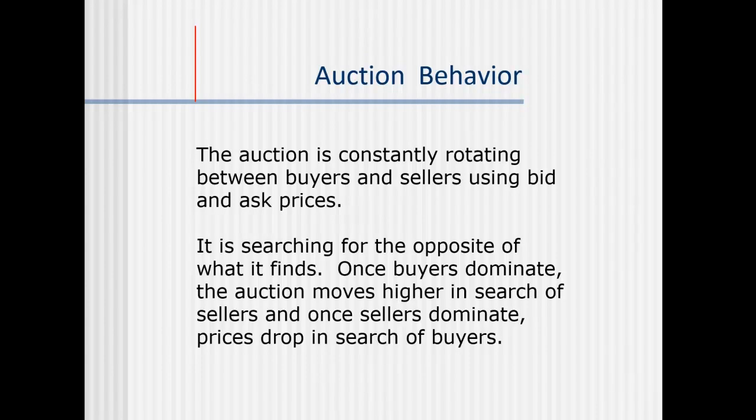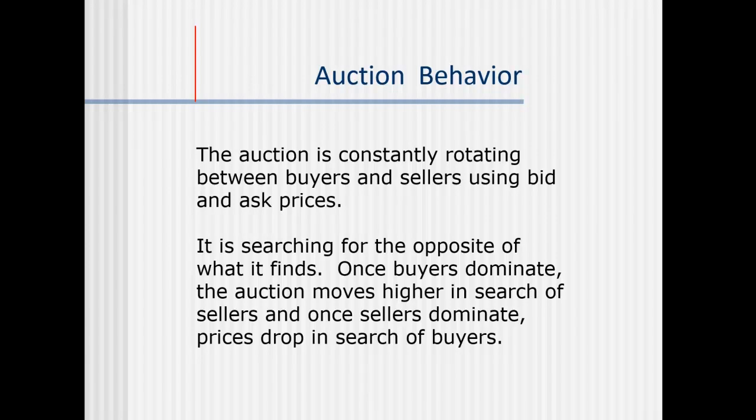Well, as the market pursues this search, what happens when it finds what it's looking for? If the market is searching for buyers, in its search it will always look for the opposite of what it finds. So once it finds an aggregate of buyers and buyers dominate, the auction actually continues to move higher now in search of sellers. We have buyers, so we want sellers to create the effective market dynamic.